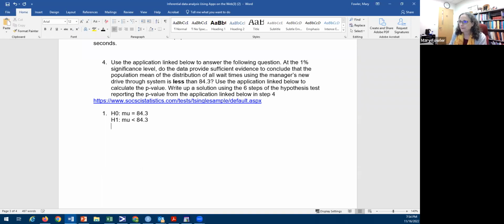Okay. So my second step in the hypothesis testing is an explicit statement of alpha. And in this case, we're given alpha is at 1%. Significance level is at 1%. So there we go. There's our alpha. Okay, so let's get it up.